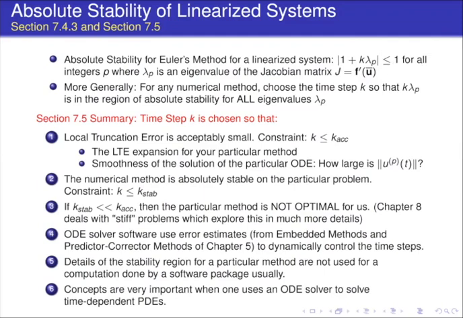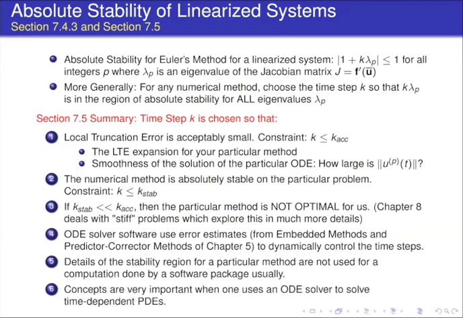And like I mentioned earlier in the previous video, if I know that I've got a region of absolute stability, then I choose my time step k so that k lambda p lies in the region of absolute stability for all eigenvalues lambda p. As a summary of section 7.5, I just want to say a few words about this time step k and how it's really chosen.